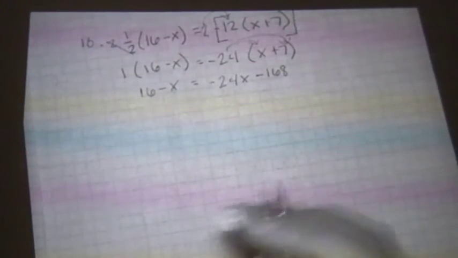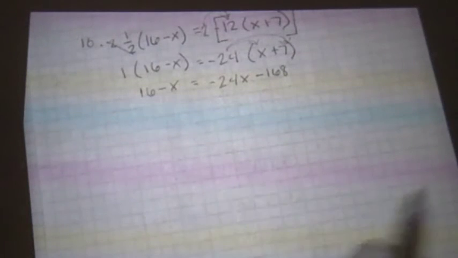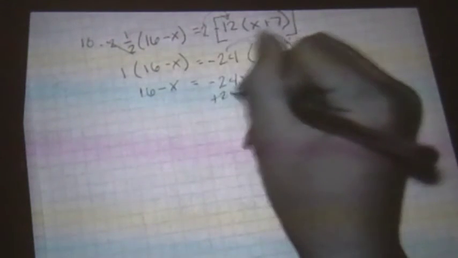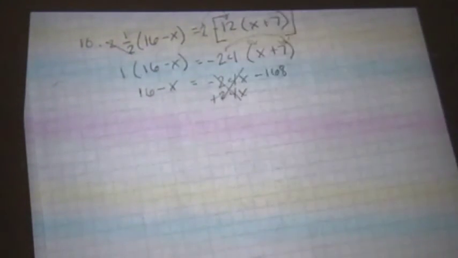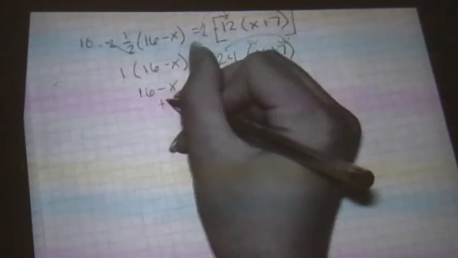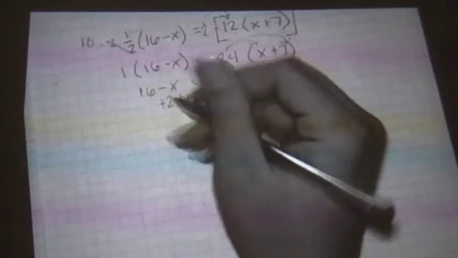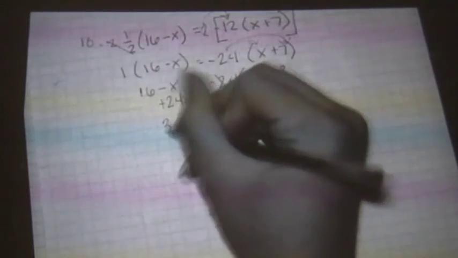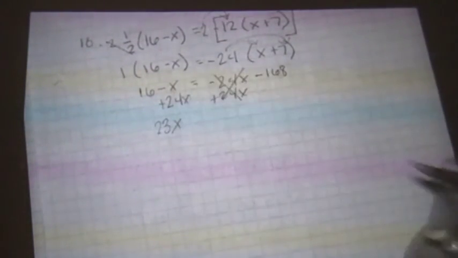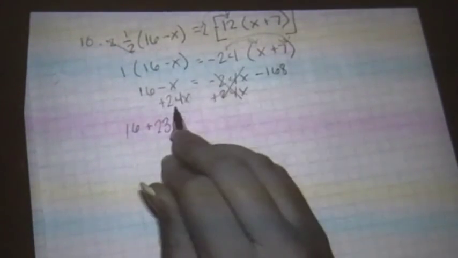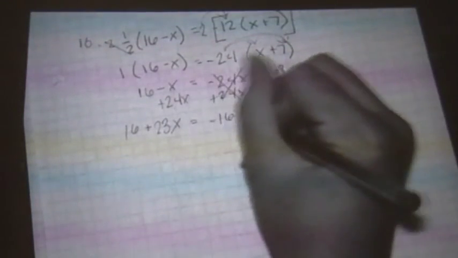I want to get x's on one side and my number on one side. So I'm going to add 24x to cancel that out, but I've got to add it to this side too, to this negative x here. So 24x minus x is going to give me 23x. Bring down my 16. It's positive because the 24 was positive. And bring down my negative 168.